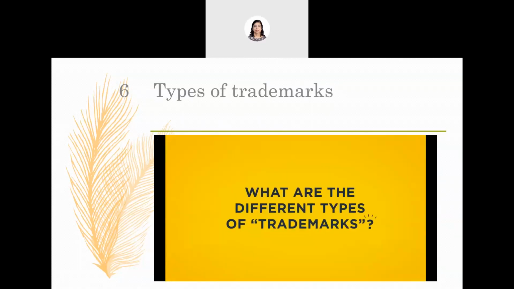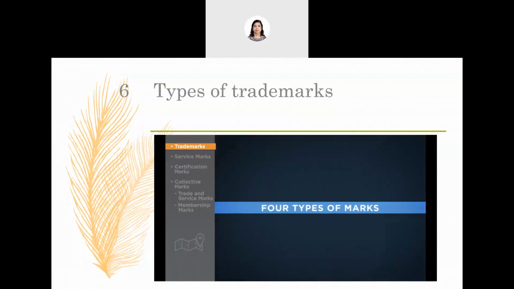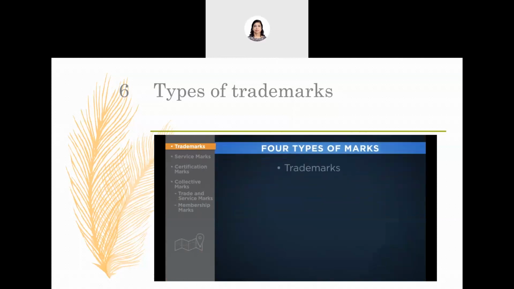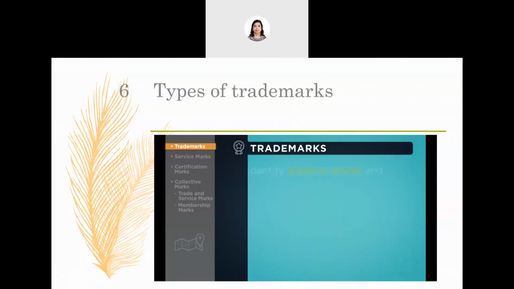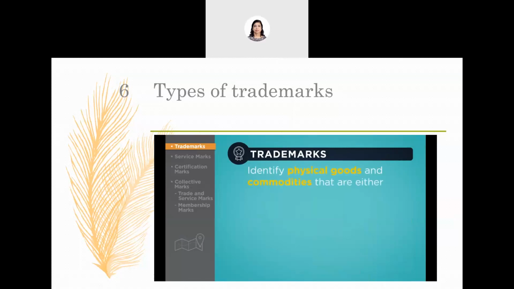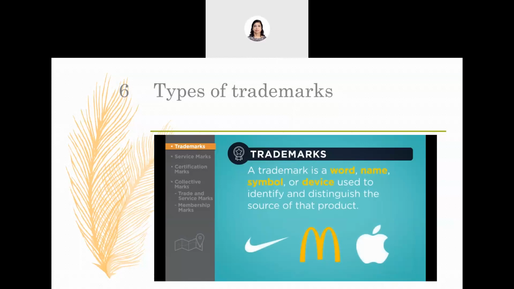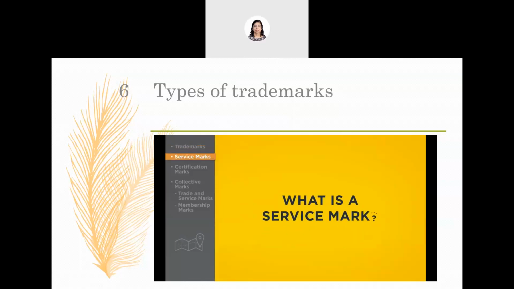What are the different types of trademarks? The term trademark describes any of the four types of marks that can be registered with the United States Patent and Trademark Office: trademarks, service marks, certification marks, and collective marks. Trademarks identify products, physical goods, and commodities that are either manufactured, produced, grown, or that exist naturally. A trademark is a word, name, symbol, or device, or combination of these, used to identify and distinguish the source of that product. Examples of trademarks include the Nike swoosh symbol, the arched M for McDonald's, and the bitten apple symbol for Apple Computer.